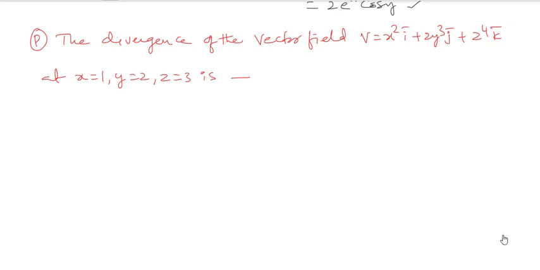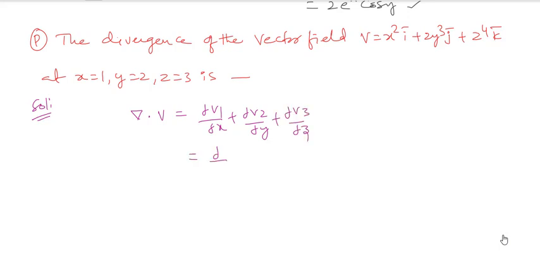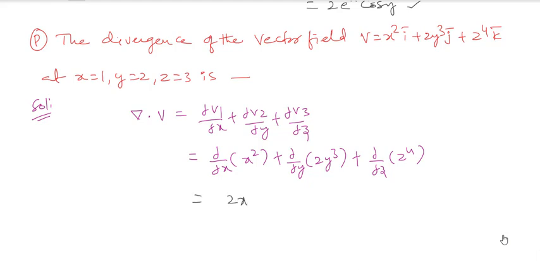Divergence means del dot V bar, which is dou V1 by dou x plus dou V2 by dou y plus dou V3 by dou z. That is dou by dou x of x square plus dou by dou y of 2y cube plus dou by dou z of z power 4. Now if I do this, I get 2x plus 6y square plus 4z cube. This is del dot V.